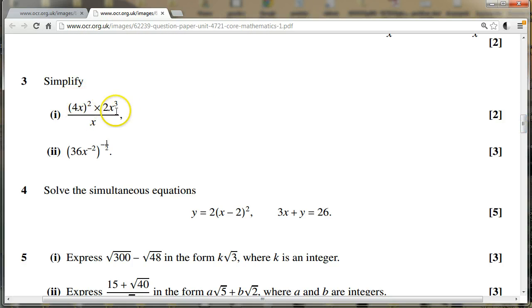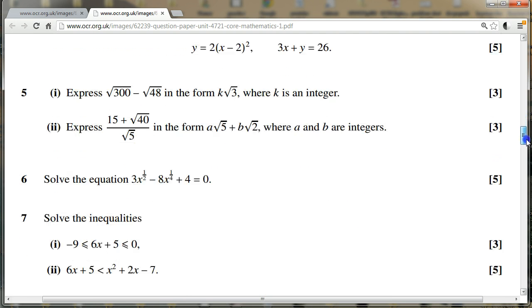Simplify, simple properties of indices, 4x times 4x, a very easy mistake to make there. When you multiply, you add the indices, so that's very easy to do, and this shouldn't be too much of a problem. 36 to that power times that to that power, so that's a nice easy question again. Solve the simultaneous equations, so that shouldn't be too problematic. Just move the 3x over and substitute y into here, and we'll have an equation in x, which we can then solve easily. So that's 4.